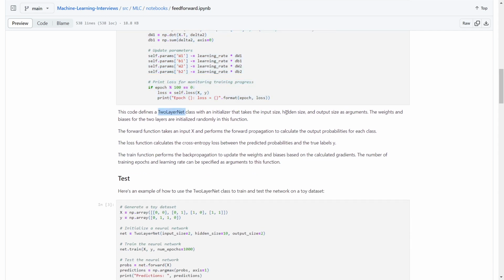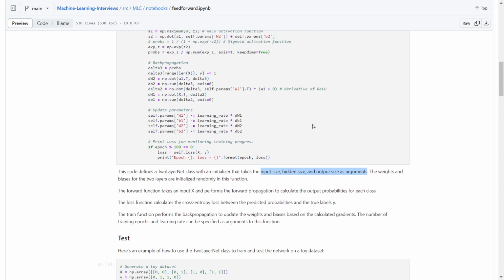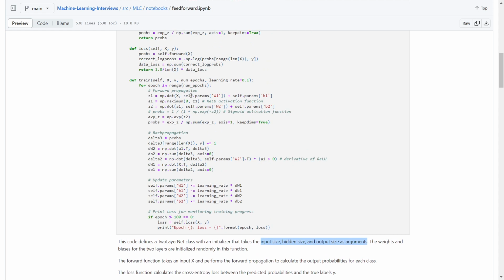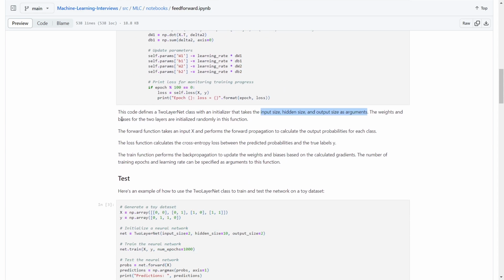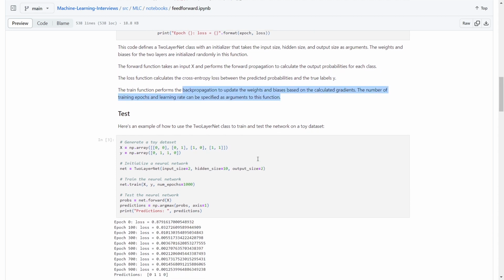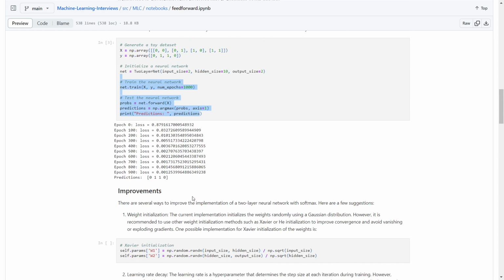So for the two-layer neural network, input size, hidden size, and output size are arguments. Then we calculate the weights and biases of the two layers, initialized by inputs. There is the forward function, the loss function between the predicted probabilities and true labels, and the train function, which is based on the calculated gradients. Similarly, for testing this, we'll generate a random set, train the neural network, and then generate.